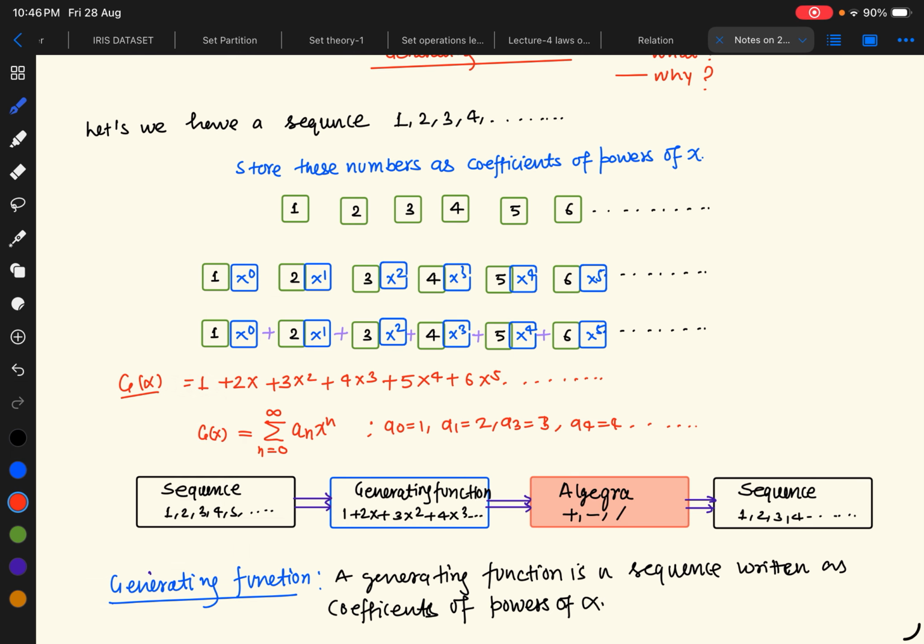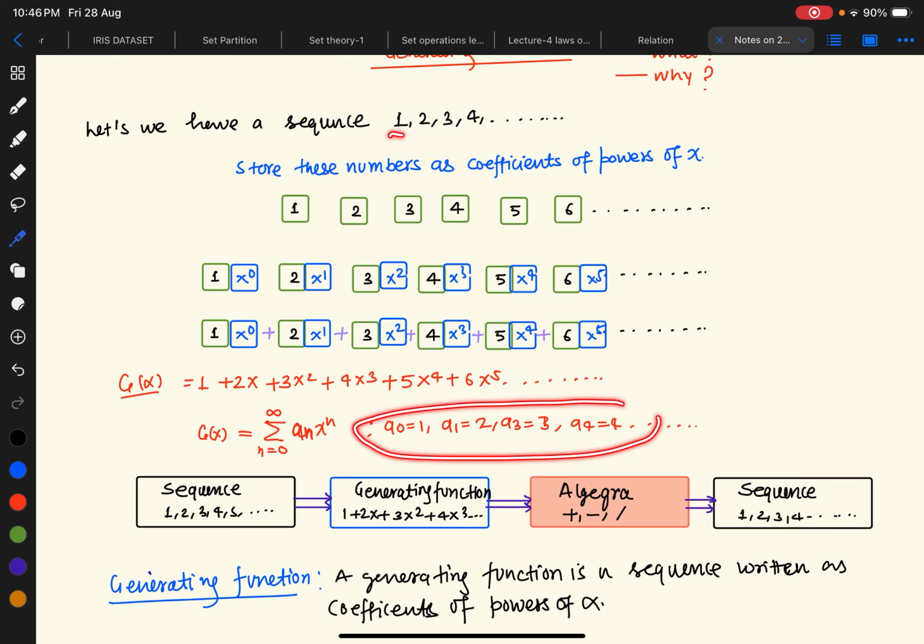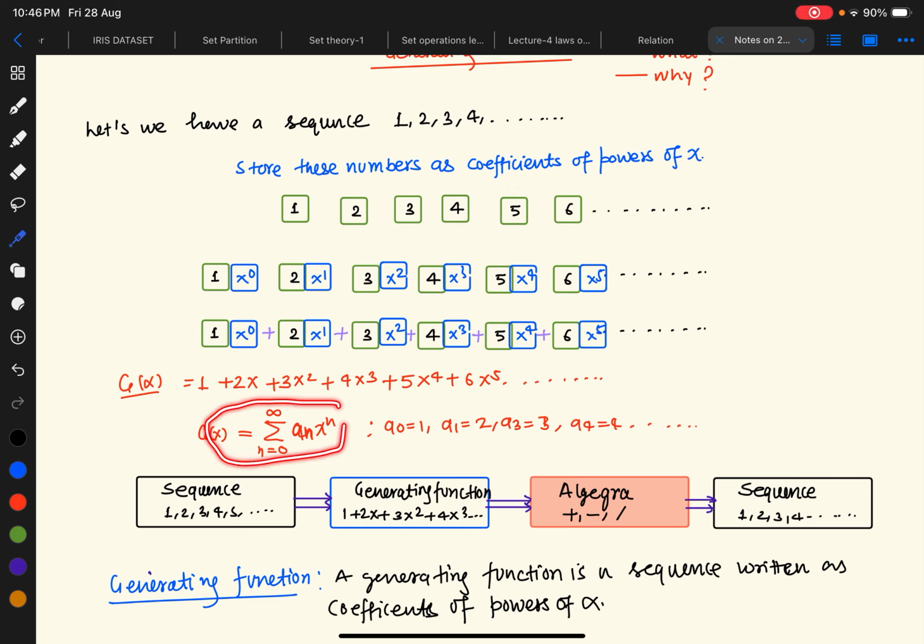So in short, we can write the sum of a_n x^n, where n starts from 0 to infinity. So a0 is 1, a1 is 2, a2 is 3. If the numbers of the sequence are a0, a1, and so on, then definitely you will end up with this expression, and this generating function with these coefficients represents these numbers. I hope this is good.